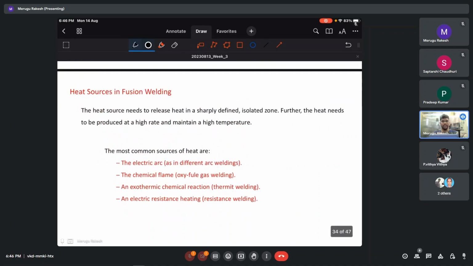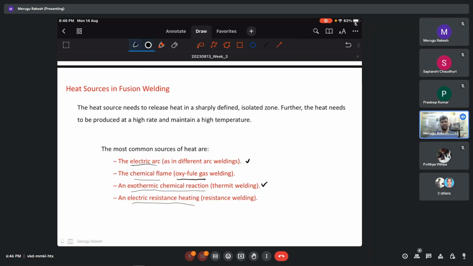So first one is the heat source in the fusion zone. What type of heat source can you use? One is electric arc, chemical flame, exothermic chemical reaction, or electric resistance heating. Electric arc you can directly use, then chemical flame such as oxy-fuel gases, the most common being oxyacetylene gas. Then we can go for thermit welding as well, in which an exothermic chemical reaction will happen. Then we can go for resistance welding, in which we use electrical resistance to heat the metal. I will discuss each of them, then it will be clear for you.